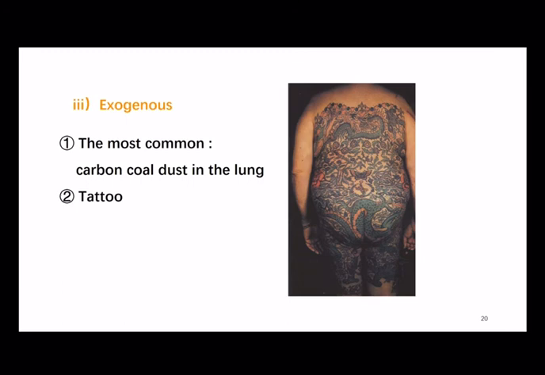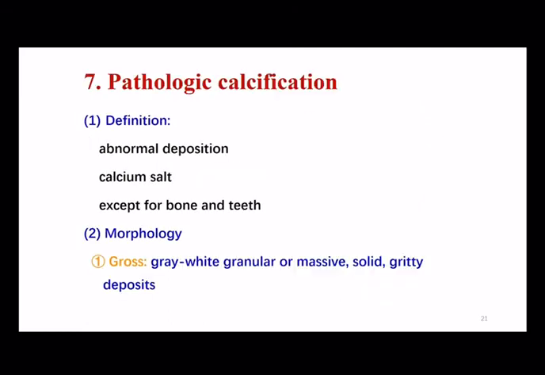Some pathologic pigment is exogenous. For example, carbon coal dust in the lung. Tattoo is a form of localized exogenous pigment of the skin. The seventh type of degeneration is pathologic calcification. It is abnormal deposition of calcium salt within the tissue except for bone and teeth.